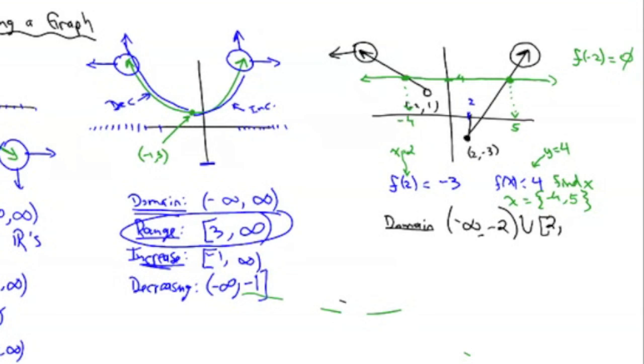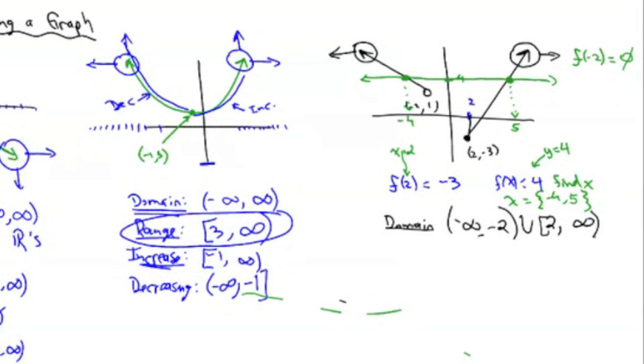Positive infinity, because this arrow is constantly moving to the right. So the domain of this function is all real numbers from negative infinity to -2, but not included, and then starts again at +2 and goes off to infinity. But there are no values between -2 and +2. It's completely empty void space.